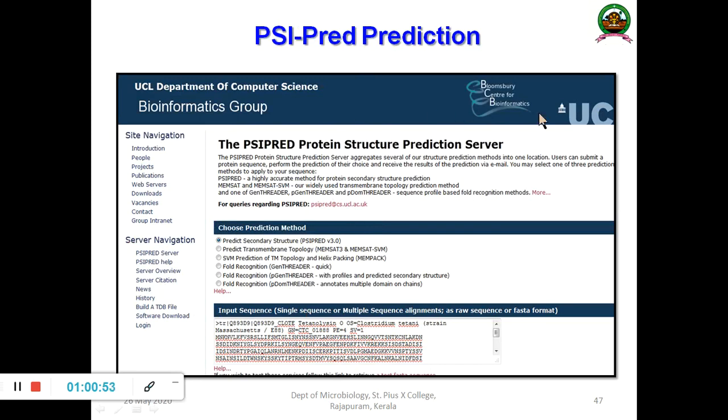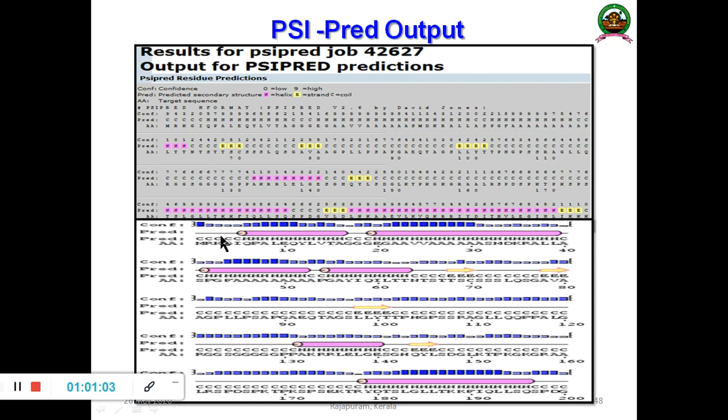This is the beautiful server maintained by the UCL Department of Computer Science, Bioinformatics group. Okay, and here also you can input the same sequence, and you will be getting the same result. Here you can see a more colorful output. The pipe-like structure is indicating the helices, and the arrow mark is indicating the beta sheet. Below, wherever the alpha helical structures and beta sheets are there in that amino acid sequence, it is clearly predicted.